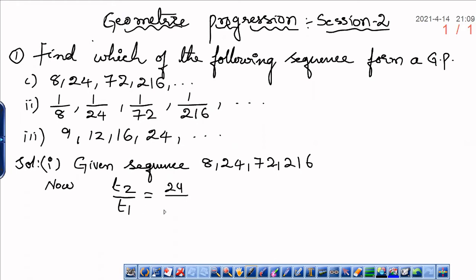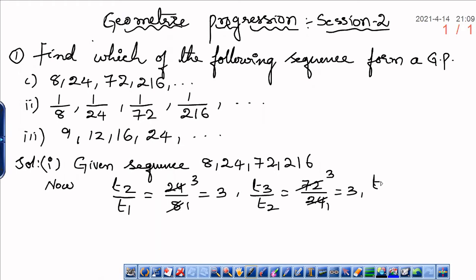T2 by T1 is equal to 24 by 8. So how much? When you cancel, 8 times 1 is 8, 8 times 3 is 24. So it is 3. T3 by T2 is 72 divided by 24. 24 times 1 is 24, 24 times 3 is 72. So it is 3. Then T4 by T3 is 216 divided by 72.